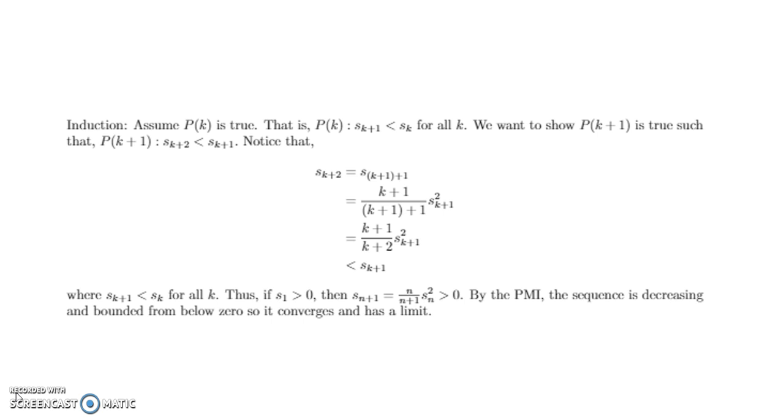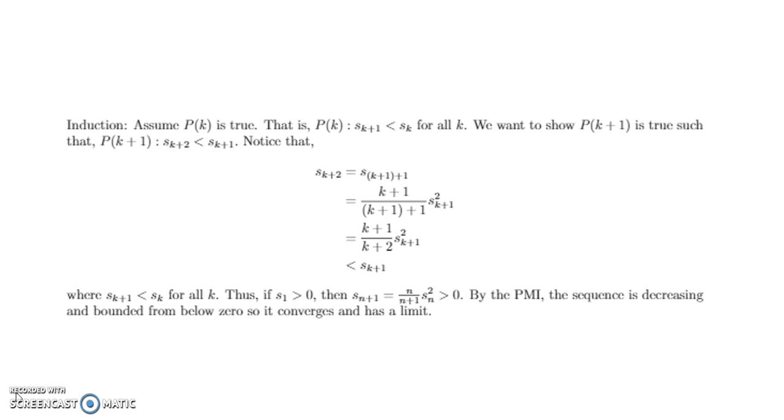Notice that s sub k plus 2 equals s sub k plus 1 plus 1. So we're going to be plugging in k plus 1 wherever we see it. So we have k plus 1 all over k plus 1 plus 1 times s sub k plus 1 squared. And with simplification, we have k plus 1 all over k plus 2 times s sub k plus 1 squared, which is less than s sub k plus 1. So we have that s sub k plus 1 is less than s sub k for all k.